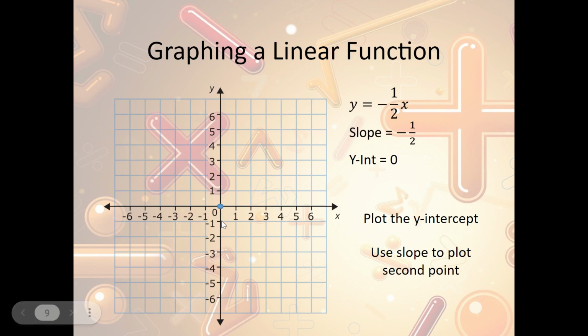And my change in x is 2, so I'm going to go to the right 1, 2, and plot my point. So now I have my first 2 points. The next step is just to connect the dots and draw a line between them. So I'm going to connect the dots. And now I have a linear function that is graphed that goes through 0 and has a slope of negative 1/2.